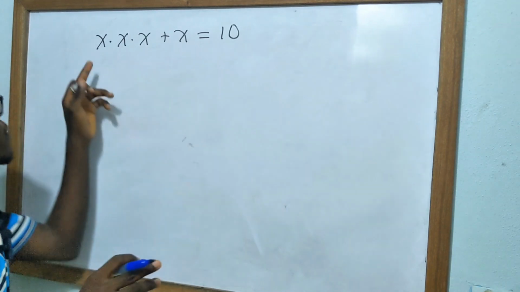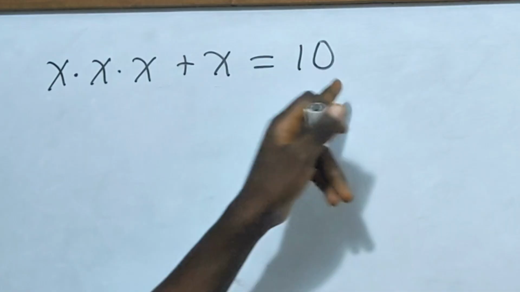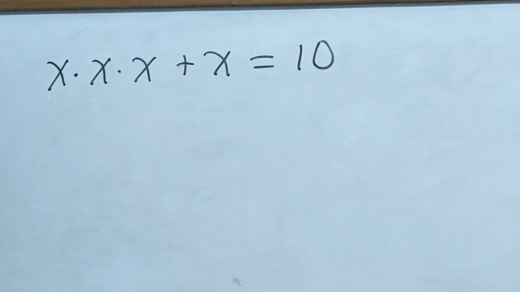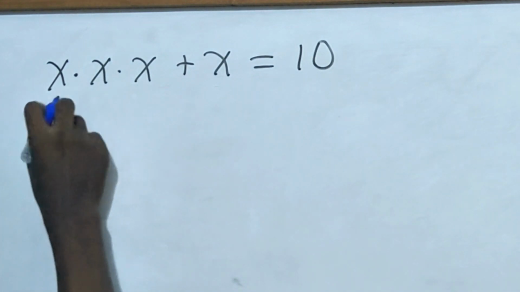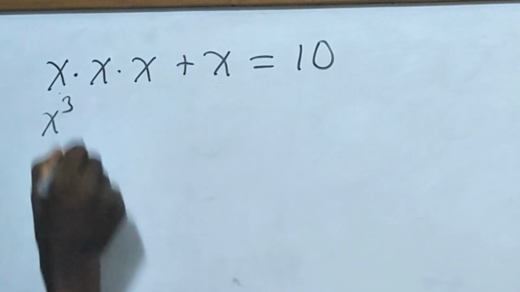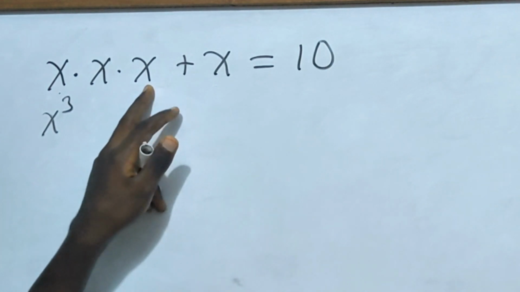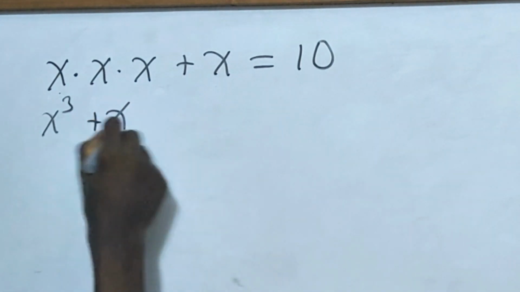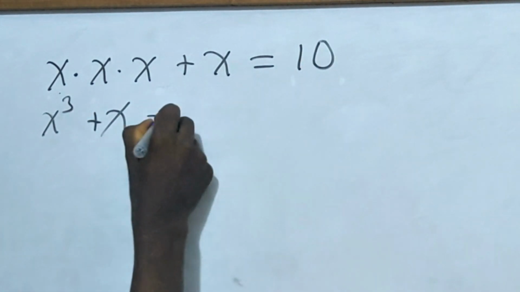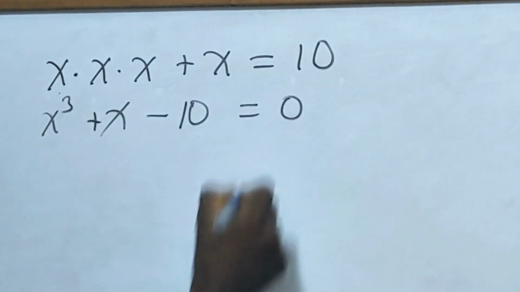Let's solve it together. We have x cubed plus x equals 10. How can we solve this one? You can take it as x cubed, since you multiply this one times this one, and then plus x. You can bring this other one to the other side to have x cubed plus x minus 10 equals 0.